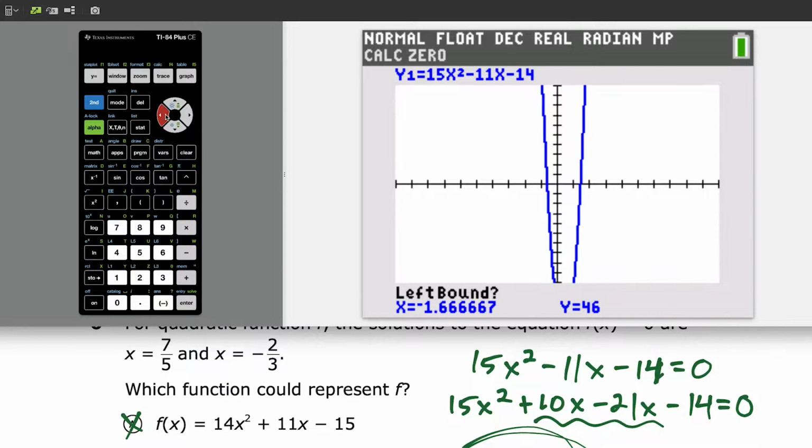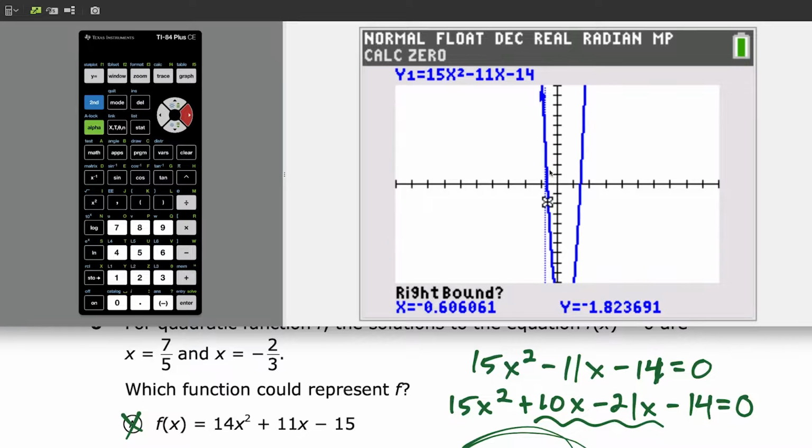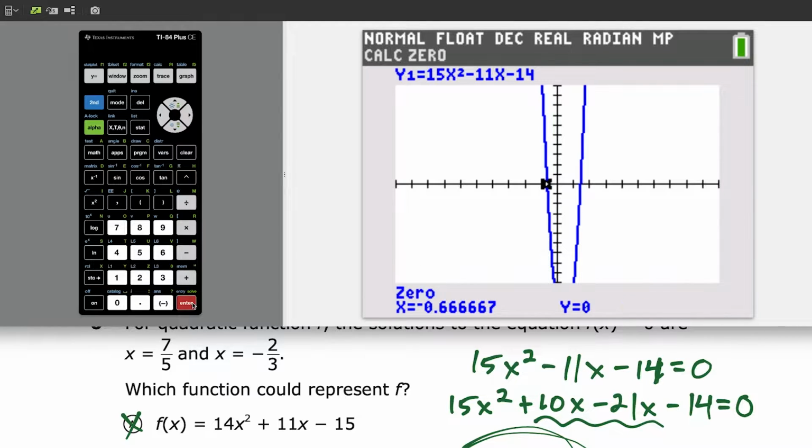And what I do is I go, let me just make sure I'm in the neighborhood here. So I scroll, and there's my pointer. I press enter once. I scroll to the right until I go from the positive to the negative. I press enter a second time and a third time, and there's our negative 2/3.